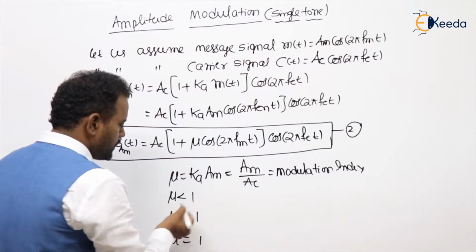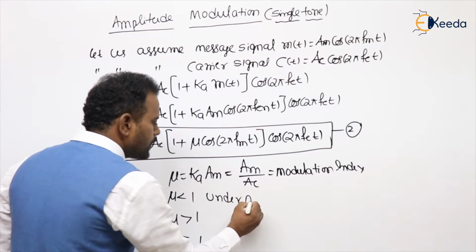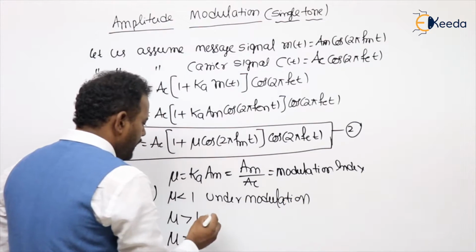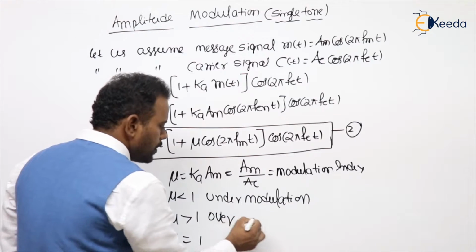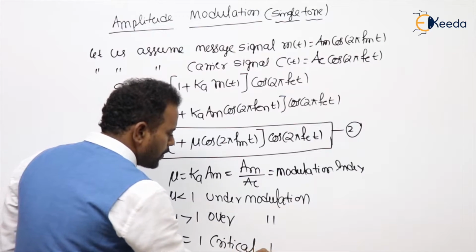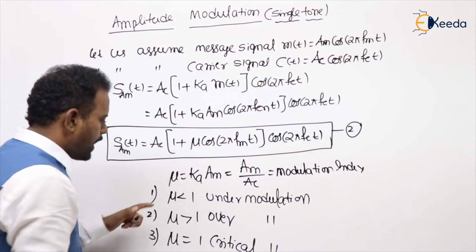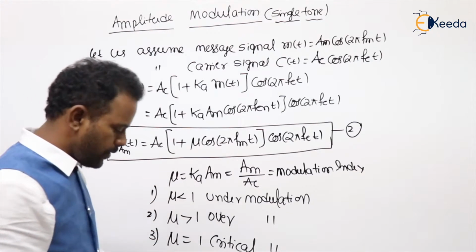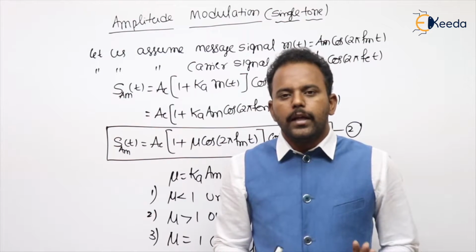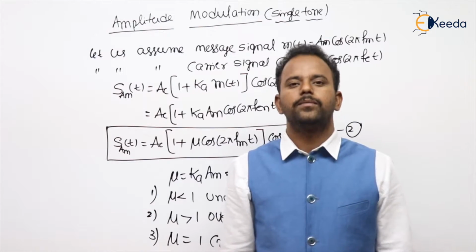Less than 1 is called under modulation, students. Greater than 1 is called over modulation. Equal to 1 is called critical modulation. We have three: under modulation, over modulation, critical modulation. Anyhow, what is the preferred modulation scheme in AM? The preferred modulation scheme in AM is under modulation, students.